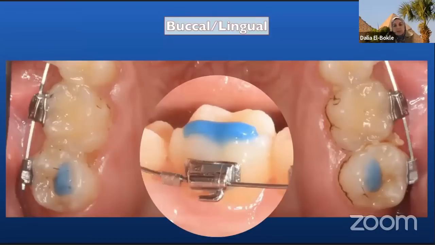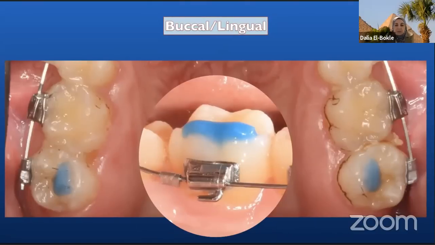You can either place it on the palatal of the upper molar or on the buccal or lingual of the lower molar according to the direction of movement that you desired.